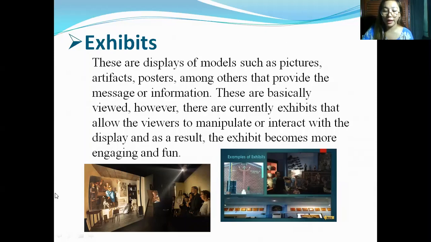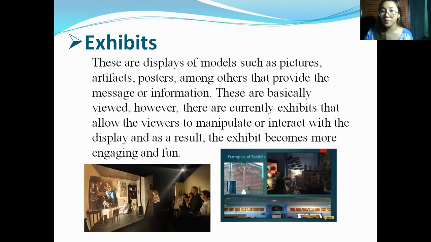So it has 2 types: the ready-made and the homemade. So when we say the ready-made exhibits, it has to do with the museum. And for the homemade, an example of this is a classroom project. So this is the last one for the inactive.